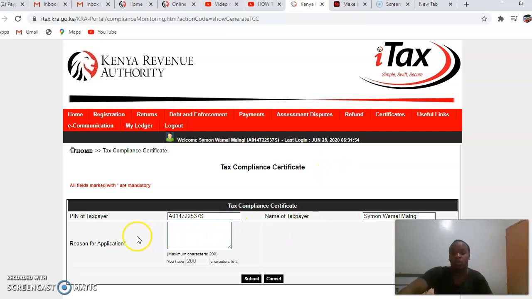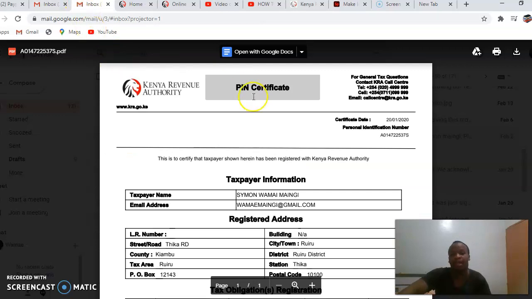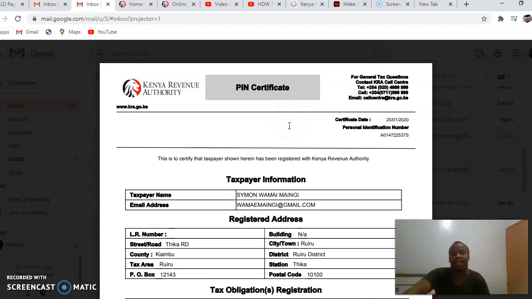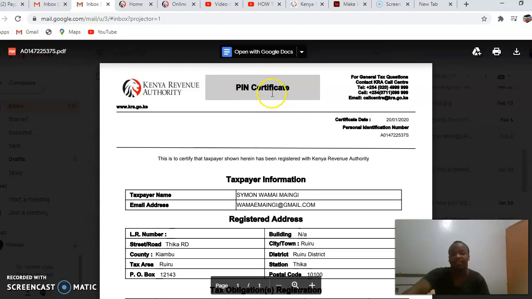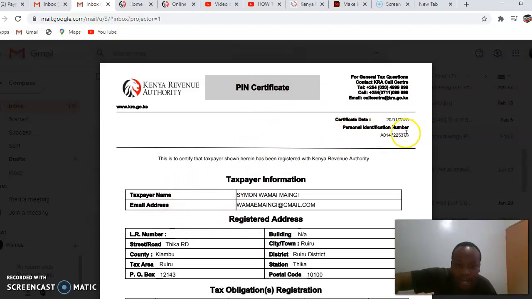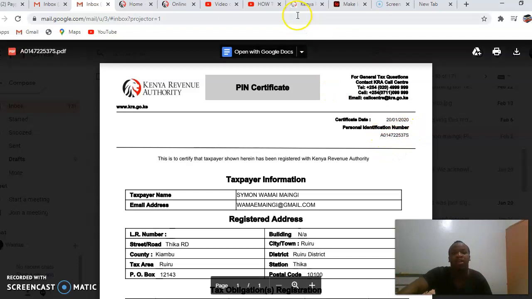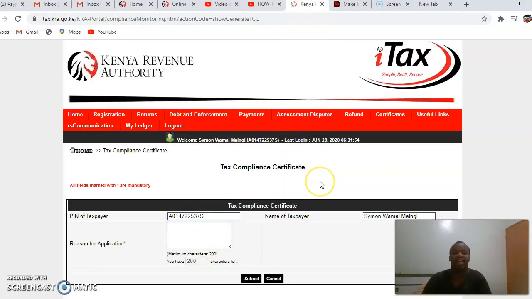So for the PIN of the taxpayer, we need to confirm with the PIN certificate. Once you register for a PIN in KRA, they'll send you a PIN certificate. The PIN certificate has your PIN number, your personal identification number. This is our PIN. That PIN is the identity that shows who you are. It's a unique identity. The reason for applying is that we are in search of a job opportunity.